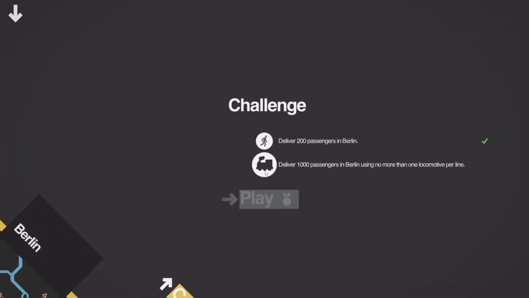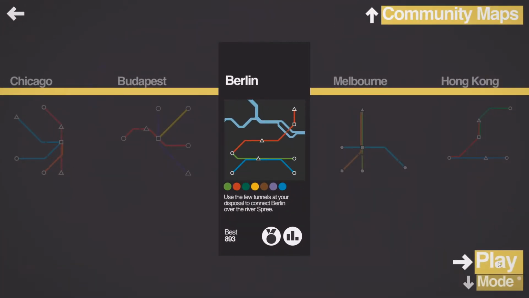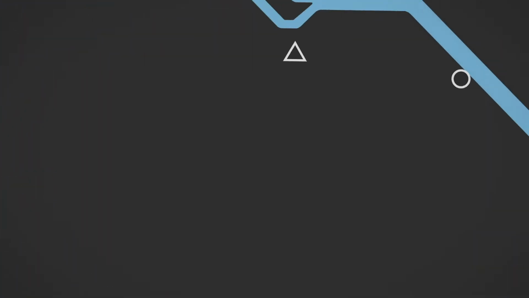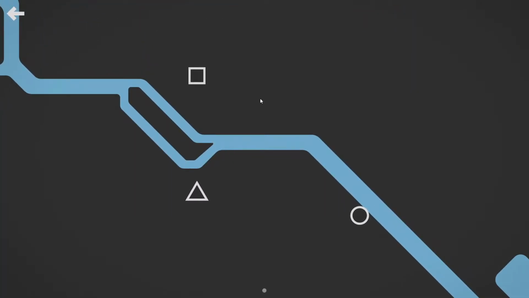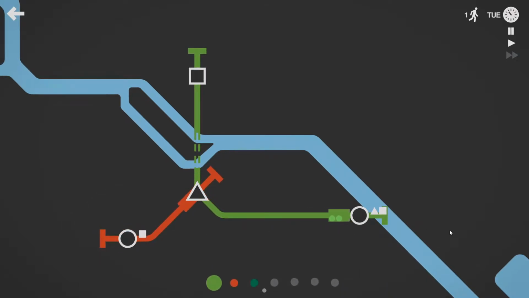Currently, we're doing the deliver 1,000 passengers in Berlin challenge, which feels impossible because we only have one train per line. And I've already tried having four lines. Every line gets overcrowded. I think I'm gonna start a new line for this baby over here. There we go.